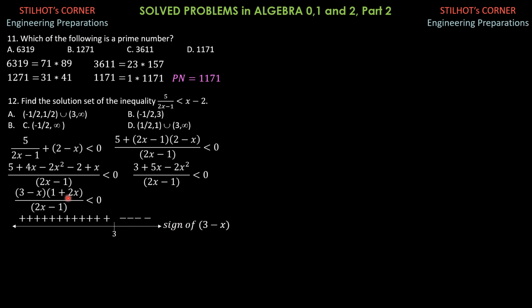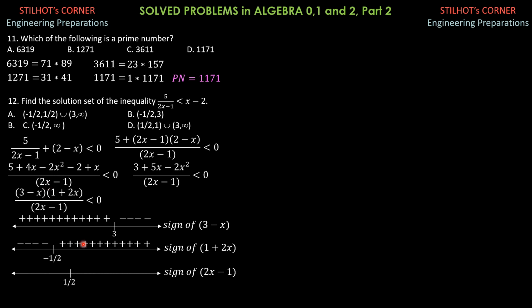1 plus 2x, so when x is negative 1/2, it is 0 here. Then when x is greater than negative 1/2, like 0, 1 is positive to the right of negative 1/2. Then when x is less than negative 1/2, like negative 10, 1 plus 2 times negative 10 is negative here, then positive beyond negative 1/2. Then finally, we have 2x minus 1, so x is positive 1/2. It is 0 there. When x is greater than 1/2, like 10, 2 times 10 minus 1 is positive 19, so definitely positive here. Then when x is less than 1/2, like 0, 0 minus 1 is negative 1, so negative in this part, positive there. Then we get the overall sign.